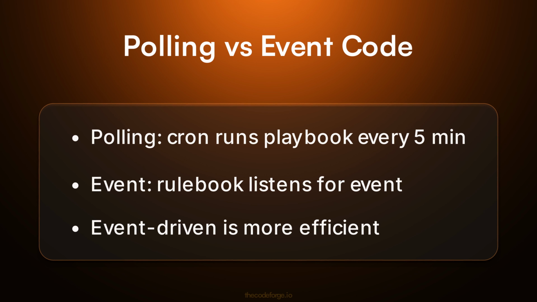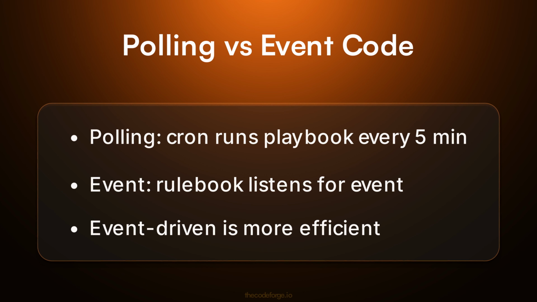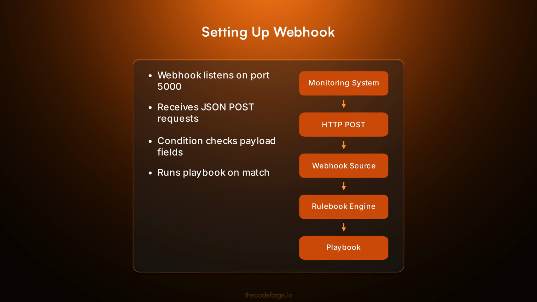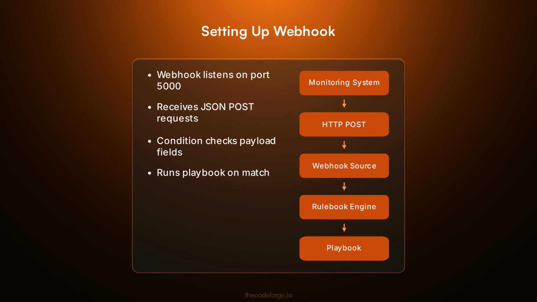Here's a side-by-side comparison. The polling approach uses a cron job to run a playbook every 5 minutes. The event-driven approach uses a rulebook that listens for a specific event, like a service failure, and reacts immediately. The most common production setup is a webhook endpoint that receives POST requests from your monitoring system.